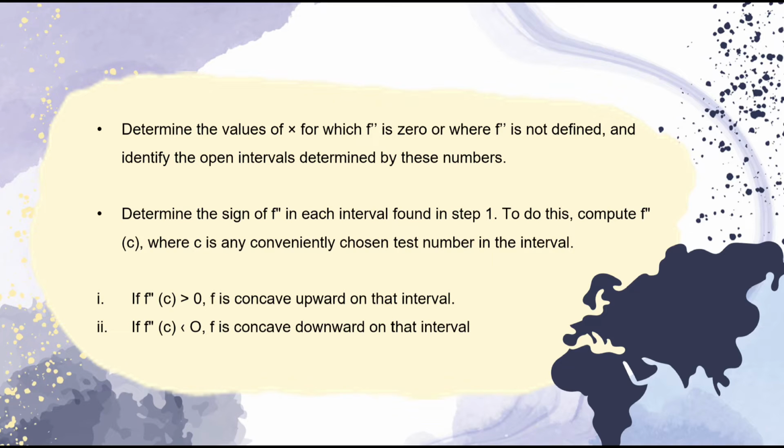Next, determine the sign of f prime in each interval found in step 1. To do this, compute f prime c, where c is any conveniently chosen test number in the interval. If f prime c is greater than 0, it means that f is concave upward on that interval. And if f prime c is less than 0, it means that f is concave downward on that interval.